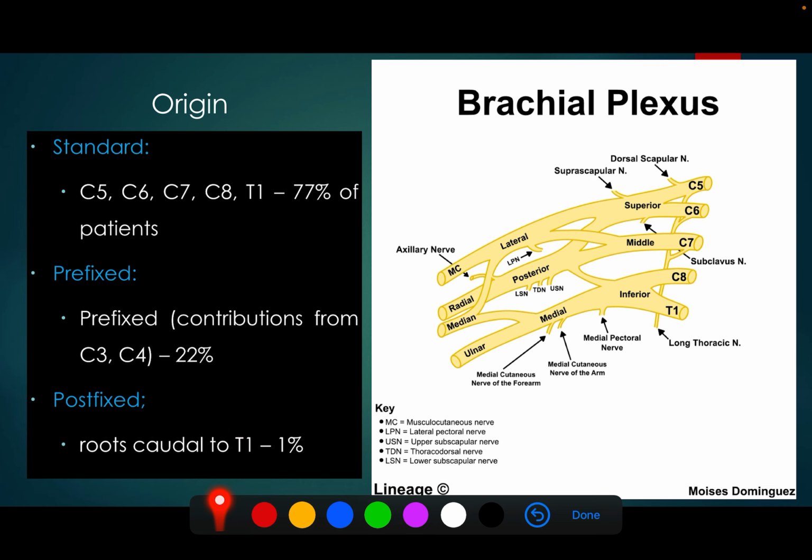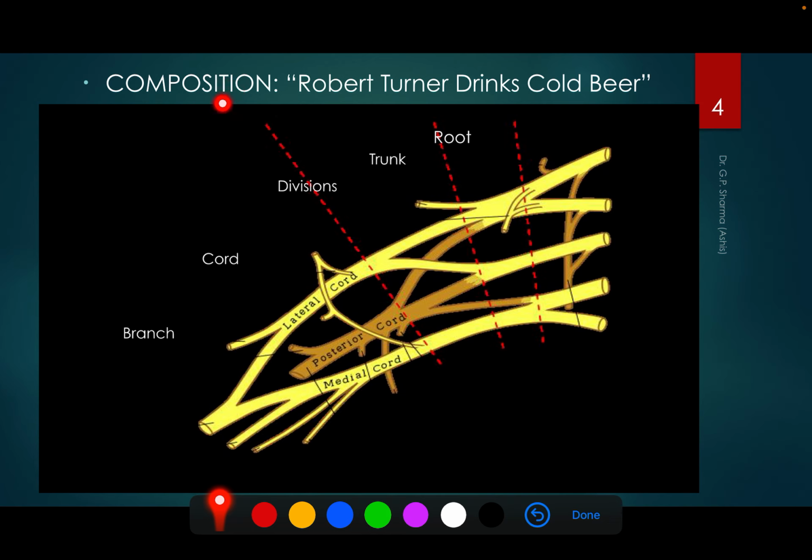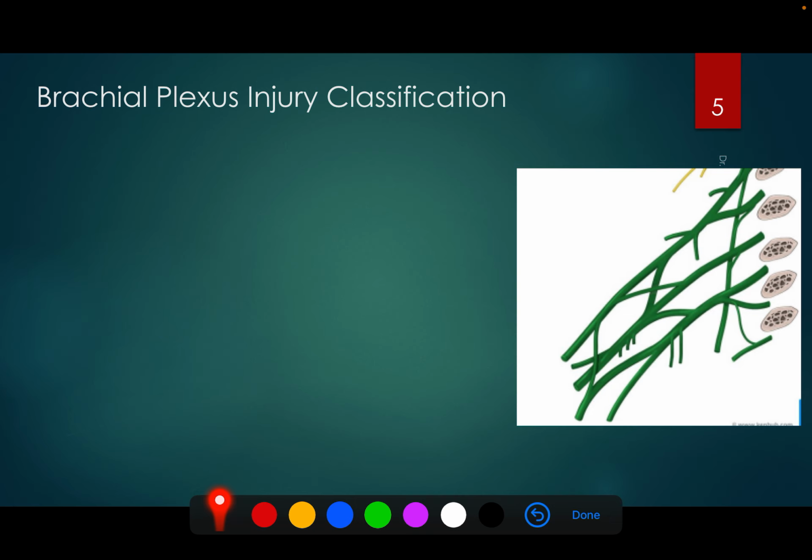So this is the brachial plexus, and these are its components: Roots, Trunks, Divisions, Cords, Branches, the mnemonic Rover, Turner, rings, cold, beer. So that means the root, the trunk, the division, the cord and the branches. My writing is shifted to this side, so the root should be here, trunk here, division here, cord, and then the branches. These are the components of the brachial plexus.